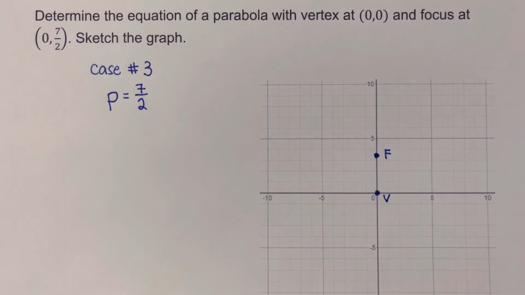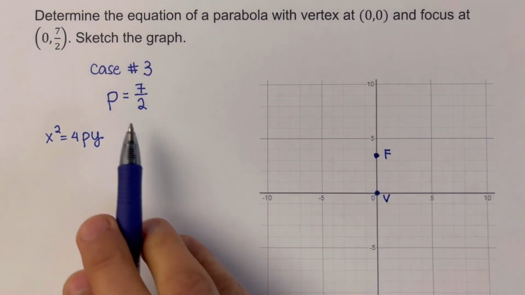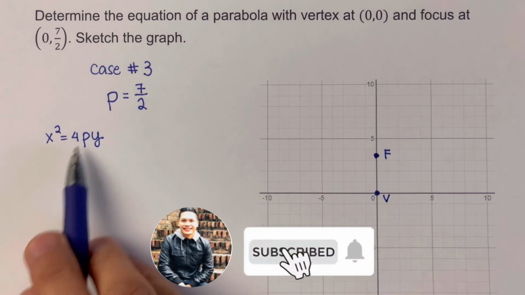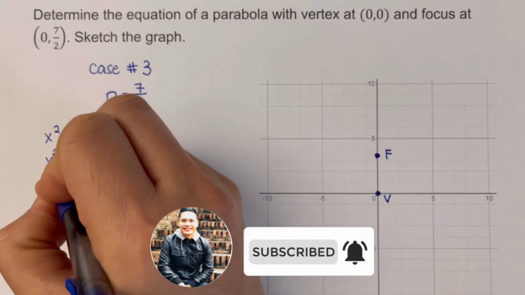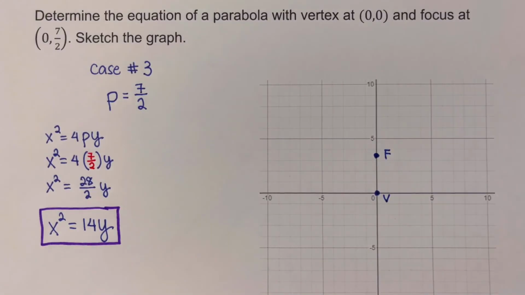Now, the next thing that we are going to do is to write the formula for case number 3. So the formula for case 3 is... Okay, so we are going to plug this value of p into here so that we can come up with the equation. So this is how the equation is going to look like. Okay, so the equation of this parabola is x squared is equal to 14y.